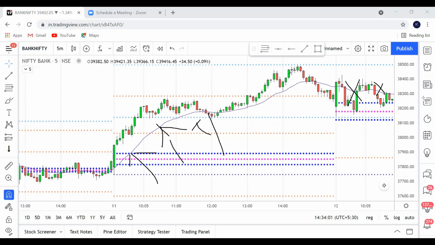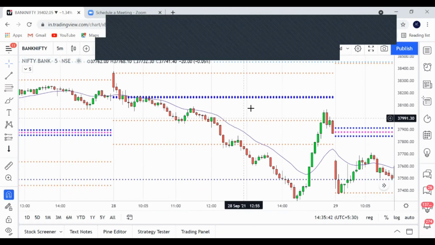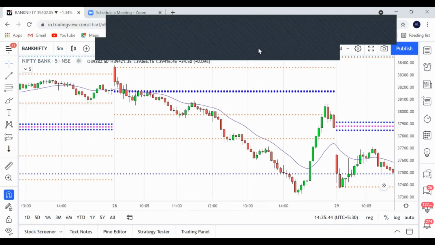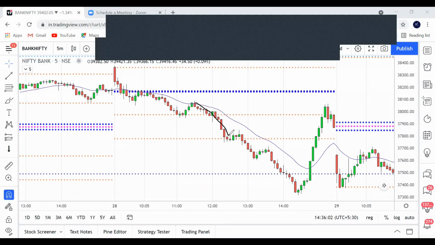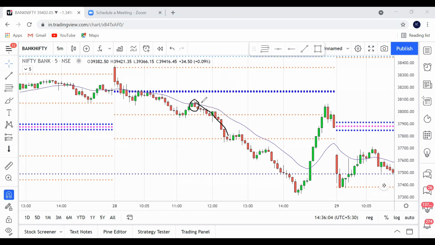Now let us see when it happened again, this setup in Bank Nifty. Another trending day, you can see that on 28th of September, it opened with a big bearish candle, narrow CPR, and trend continued till here, then reversed. So where is the entry? Entry would have been here, but you can see that there was no resistance above the candle, but still it worked so nicely. When it came near the 20 MA, it reversed.